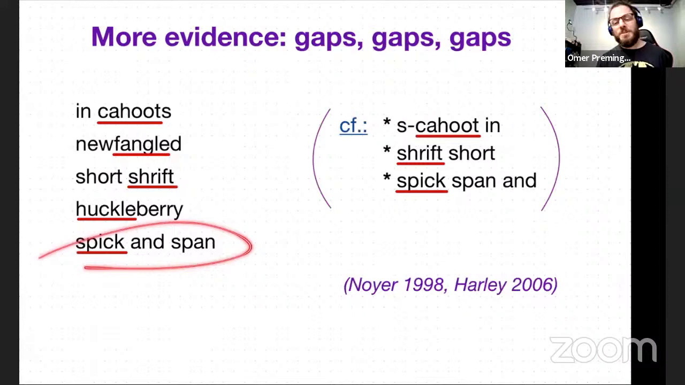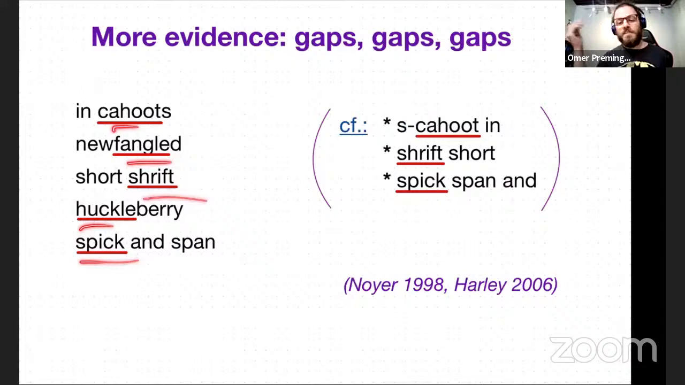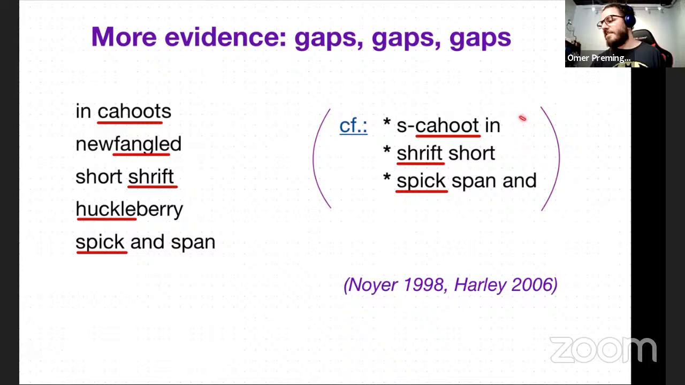And all of these contain elements that have no life of their own outside of these expressions. But at the same time, there's a temptation to say these are frozen expressions. But okay, what about them is frozen? Their syntax is certainly not arbitrary. So it's certainly not an accident that in cahoots is in cahoots and not skahootin.